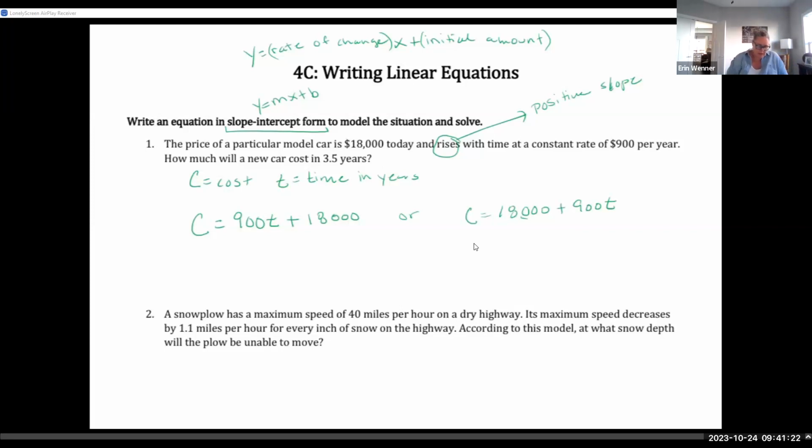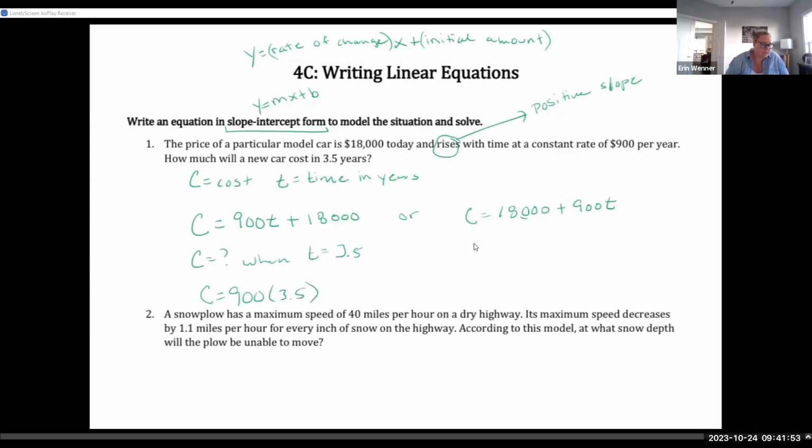So the last part says, how much will the new car cost in 3.5 years? Now that we've written this generic formula, we can say, okay, what's the cost when T is equal to 3.5? So C is equal to what when T equals 3.5? We're going to plug the 3.5 in for T, and we're adding to it that initial amount of 18,000.